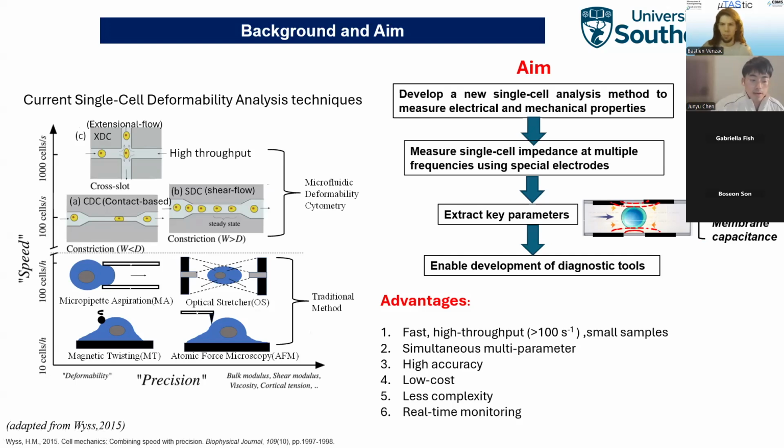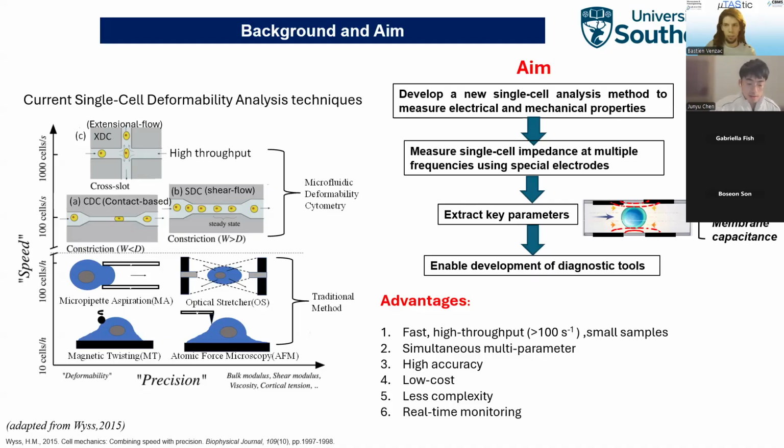The figure on the left compares the current single cell analysis techniques. These techniques provide a way to phenotype cells based on physical properties that enable different cell populations to be characterized and distinguished. The traditional methods like the AFM and the optical stretcher provide relatively high precision, but they are really low throughput and need high technical capacity.